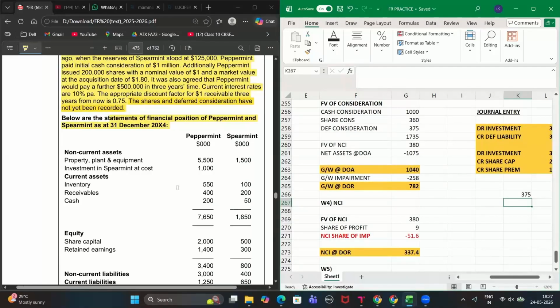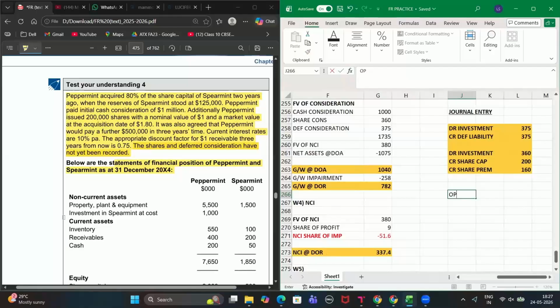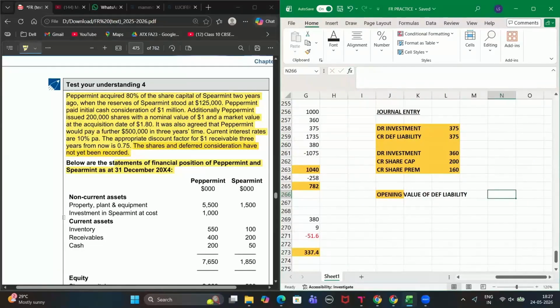See, it's mentioned there that Peppermint acquired the share capital 2 years ago. So this is the opening value. What is the opening value of deferred liability? It is 375, right? At which date? When are we giving this deferred consideration? When was the contract agreed? You can read the first sentence: Peppermint acquired 80% of the share capital 2 years ago, right?